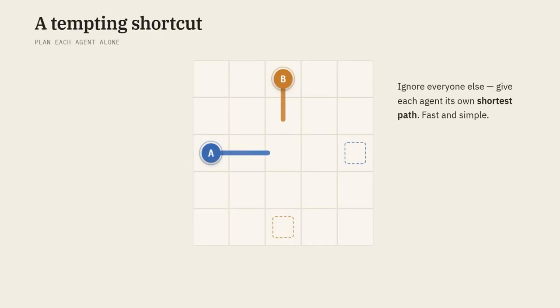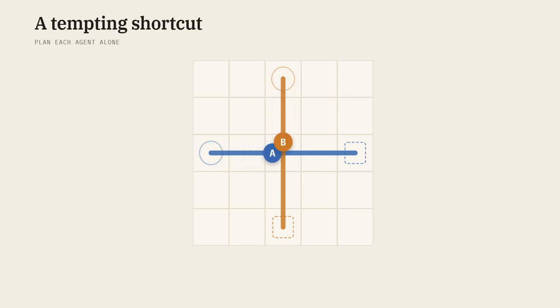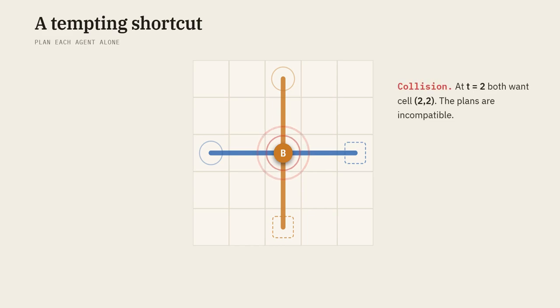Here's a tempting shortcut. Plan each agent independently, ignoring all the others. Give each one its own shortest path. It's fast and simple, but watch closely. At time step 2, both agents want the very same cell. That's a collision, and the two plans are incompatible.